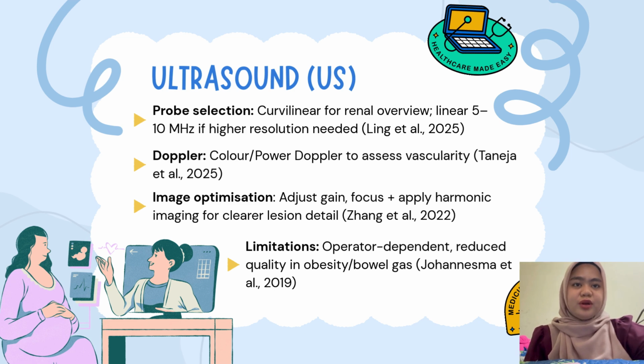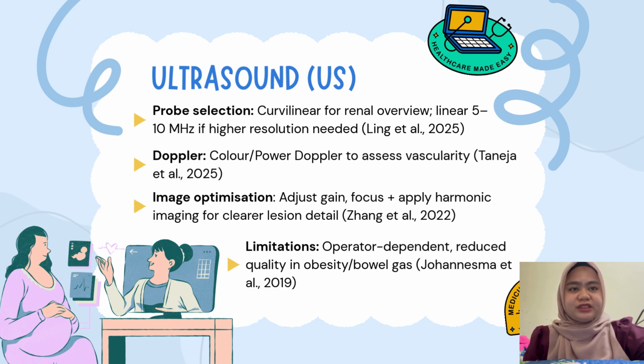For ultrasound, when performing ultrasound for renal mass evaluation, a proper technique setup is essential to obtain diagnostic quality images. A curvilinear probe is commonly used for a general renal overview because it allows adequate penetration, while a high-frequency linear probe between 5 to 10 MHz may be used for superficial lesions or when high spatial resolution is required. Color and power Doppler imaging are important to assess the vascularity of renal masses, as malignant lesions such as RCC often show increased internal blood flow.